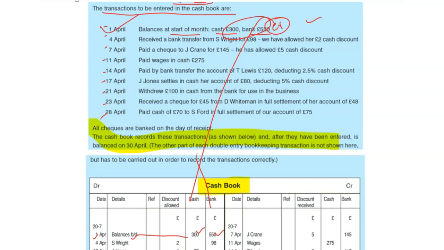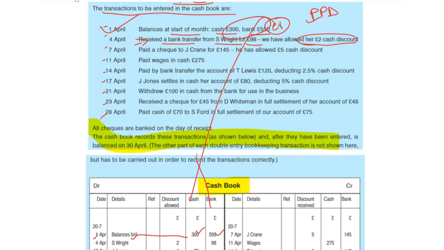Next one, the second one. Received a bank transfer from S. Wright, 98. We have allowed £2 discount. Let's talk about the discount now. Why would you receive money from someone, Mr. S. Wright? Because you might have sold goods on credit to S. Wright. Now he's paying you, and you have offered a prompt payment discount, we call it PPD, to encourage him to pay early. And he must have paid you early, so you are allowing him a discount.